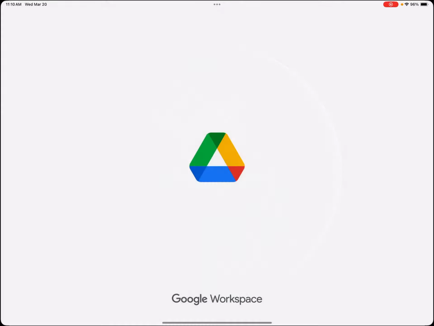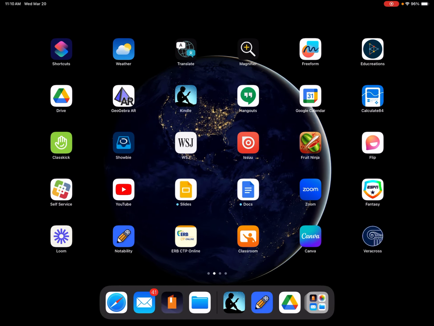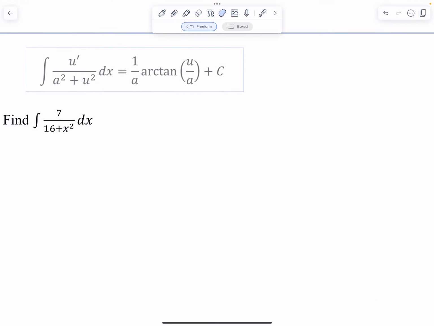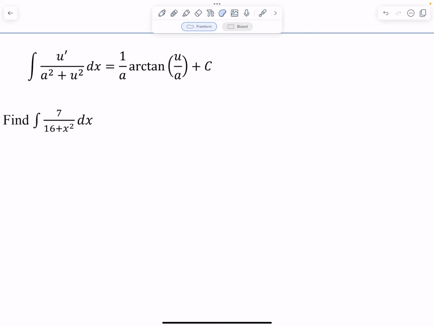Here, I'll put this, whoops, didn't mean to do that. Just moving this over so we can reference. Okay, so let's think about each part here. So u in this case would be equal to x, which means that u prime would be equal to 1, okay? And a would be equal to 4, it looks like, right? Because 4 squared would give us 16.